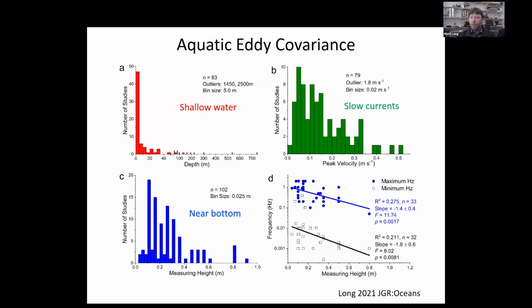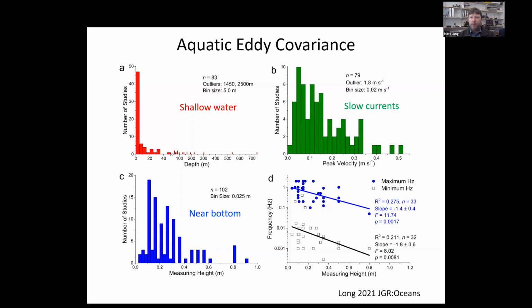To the right in green, generally these are pretty slow currents, and that affects the physics and how we measure the fluxes sometimes. And in blue on the bottom left, we have the measuring height. So how high above the bottom are we actually measuring that turbulence and high frequency sensor measurements? And generally those have been pretty close to the bottom.